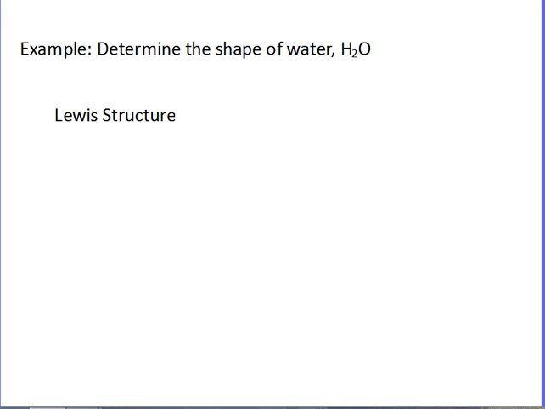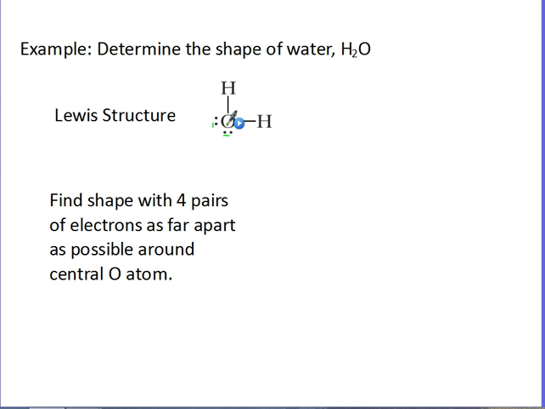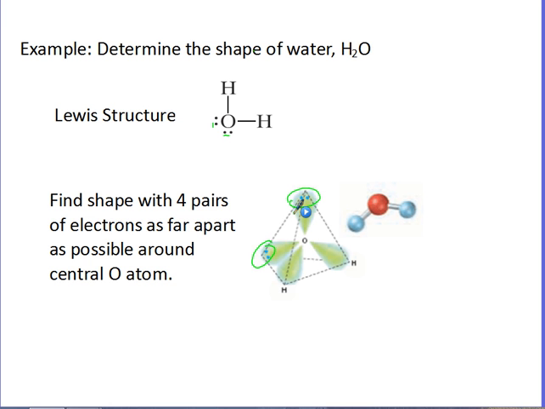And again, the shape of water, when I went through it, the Lewis structure shows the two unshared pairs. You find the shape with the four electron pairs, put them in, and you see the lone pairs are over here. You don't count them, so it just looks like this. Okay, a bent shape.